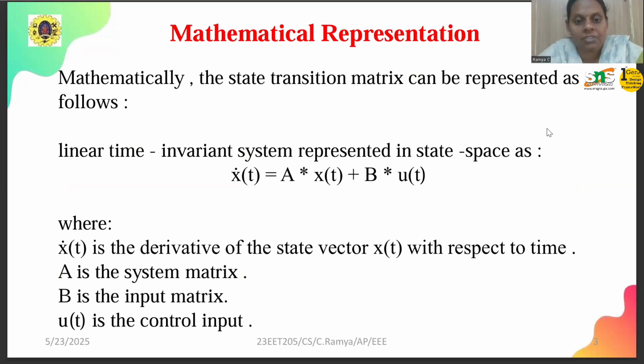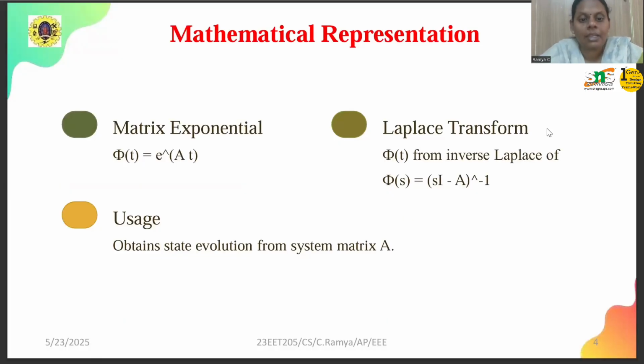Mathematically, for a linear time invariant system, the system can be represented in the state space as x dot of t, which is equal to A into x of t plus B into u of t, where x dot of t is the derivative of x of t with respect to t, whereas A is the system matrix, B is the input matrix, and as we all know, u is the control input vector. So from this, we can tell the state transition matrix, which is phi of t, which is equal to e power At. Here, A is the system matrix, and again, x of t is the state vector.